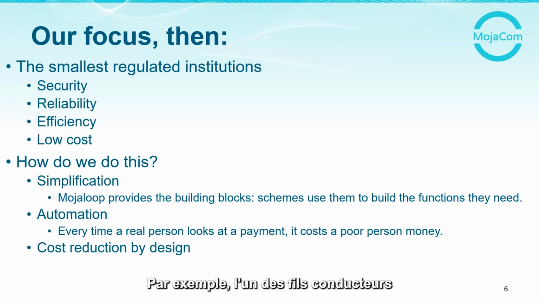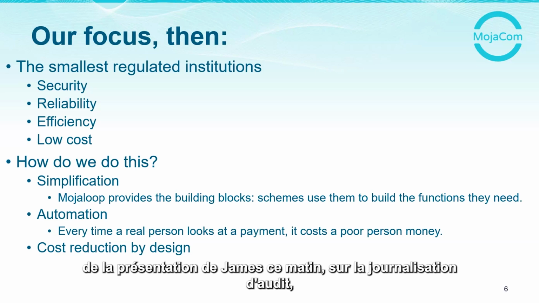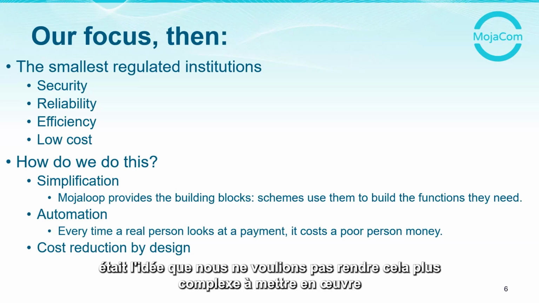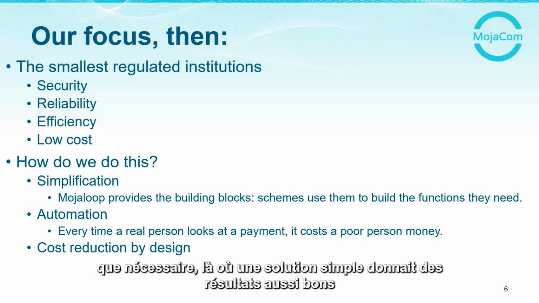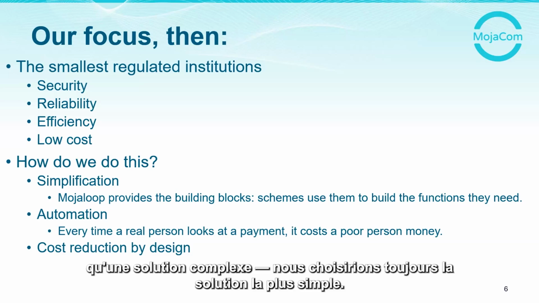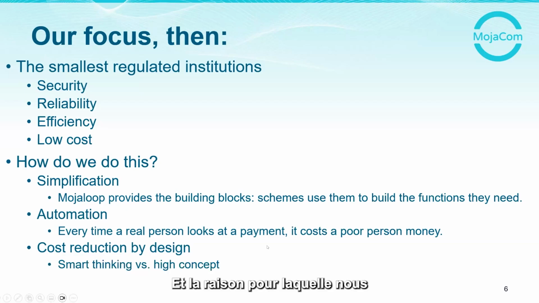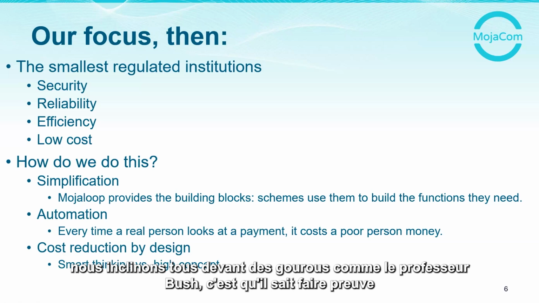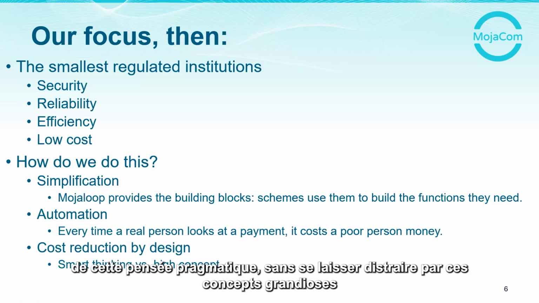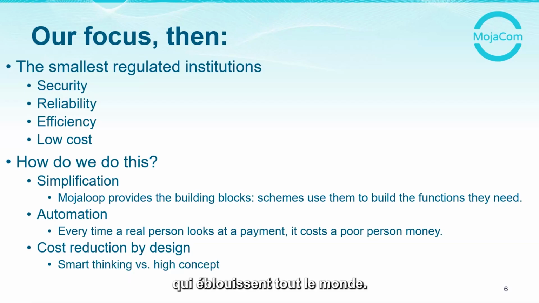For instance, one of the threads I think that ran through James's presentation this morning about audit logging was the idea that we didn't want to make this more complex to implement than we had to, where a simple solution gave us as good results as a more complex solution. We would always choose the more simple solution. So basically, that's smart thinking versus high concept. And the reason we all bow down to gurus like Professor Bush is that he's able to do the smart thinking without lighting on the high concept stuff that dazzles everybody else.